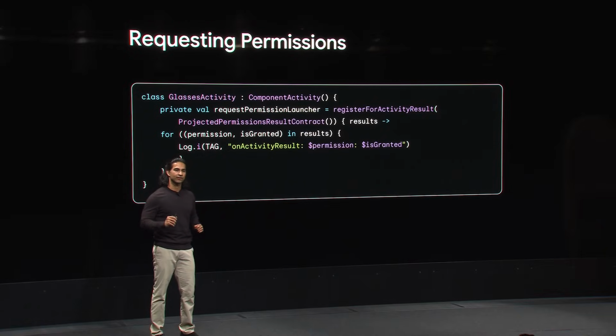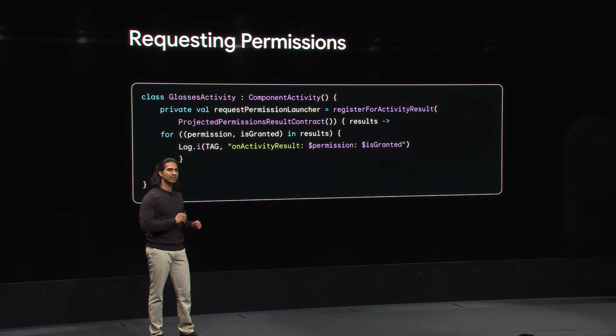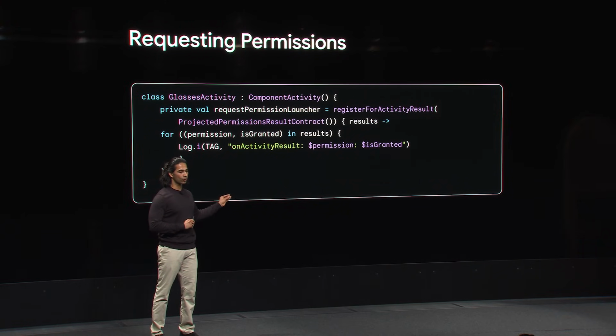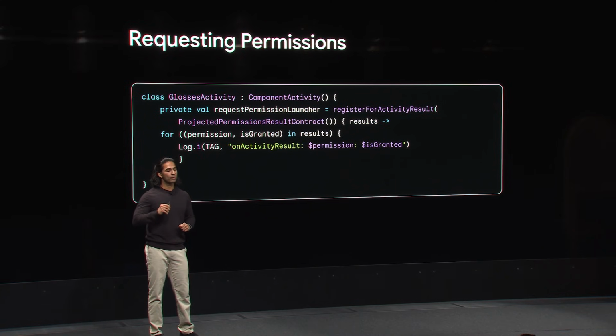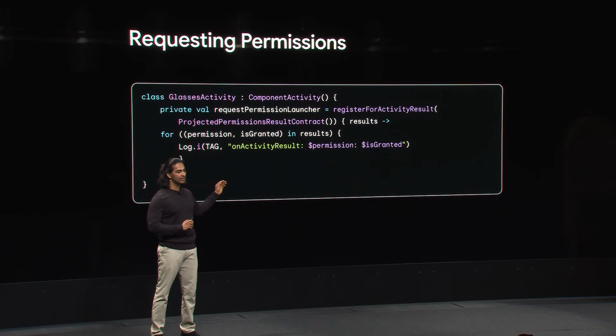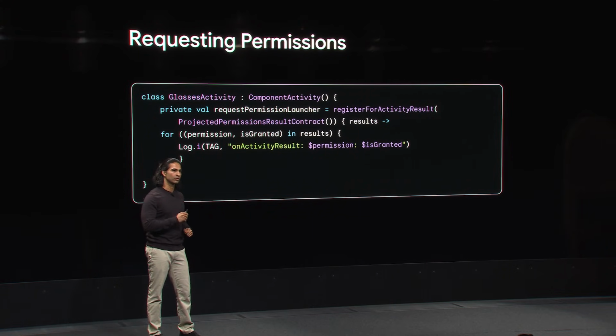AI glasses utilize a device-aware permission model to access glasses hardware such as camera. Our objective is to streamline these permission request mechanisms across both phone and glasses interface to provide a consistent permission request experience. As you can see in the code block, requesting permissions from the activity should feel familiar, using the projected permissions result contract instead of activity result contract.